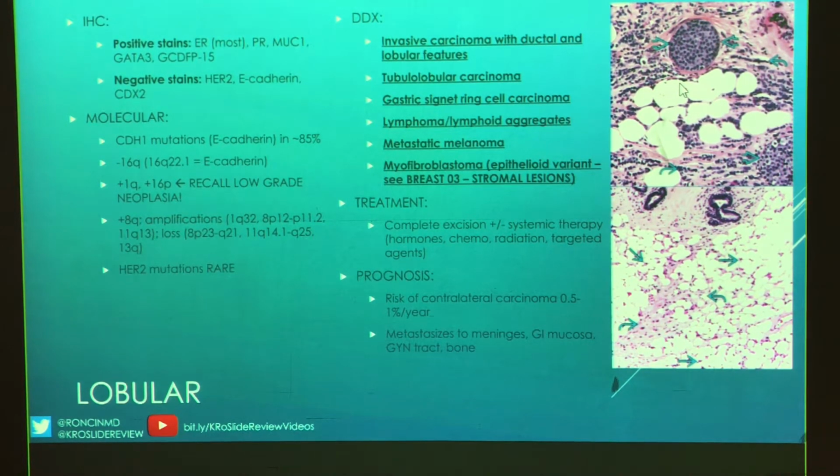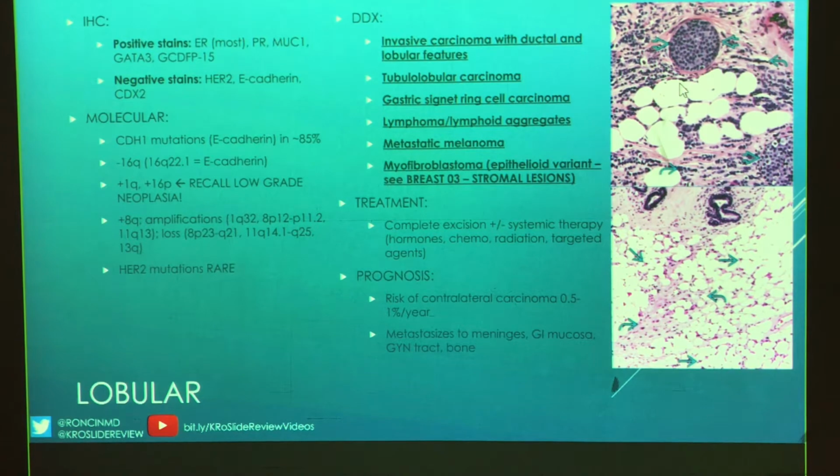as well. We already mentioned the CDH1 mutation, which is your E-cadherin, and that's located, or a loss, of 16q, which is 16q22.1. It can have your low-grade neoplastic gains of 1q and 16p, and then there's a lot of other associations that you can see. The HER2 mutations are rare, and that makes sense. Rare mutations, rarely going to see it positive by IHC or FISH or ISH or whatever you're doing. So all that goes hand in hand.